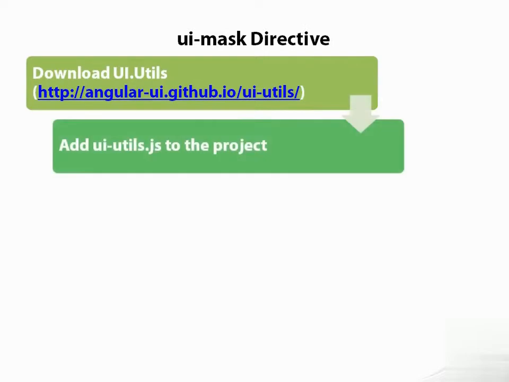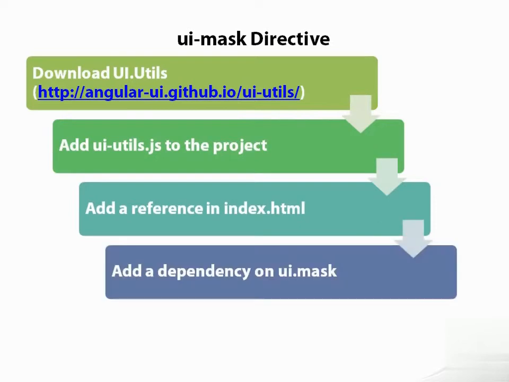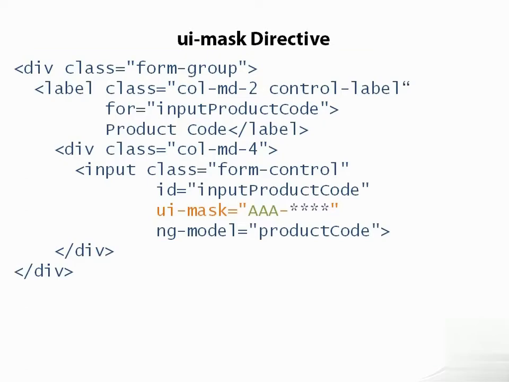Add ui-utils.js to the JS directory of the project. Add a reference to this new JS file in index.html. Add a module dependency on ui.mask, and add the UI mask directive to the desired input control. In this example, we are adding a product code using the same layout and styling pattern we used previously.